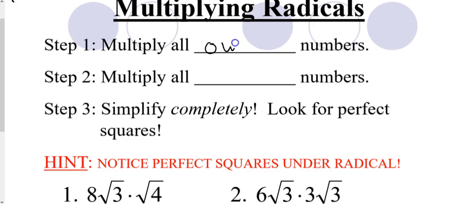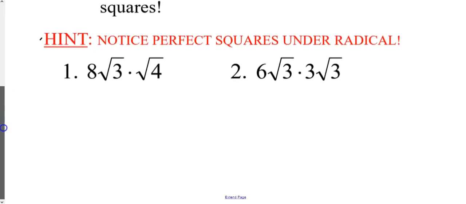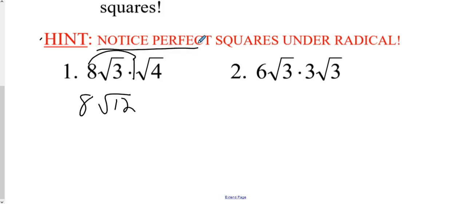Okay, so we're going to multiply the outside numbers by each other, and we're going to multiply the inside numbers times each other. And then we're going to simplify like we've been doing. So, in this case, this is a 1. So we're going to do 8 times 1, and radical 3 times radical 4 is radical 12. But, if you notice, the shortcut, this is just going to break down to 3 and 4.